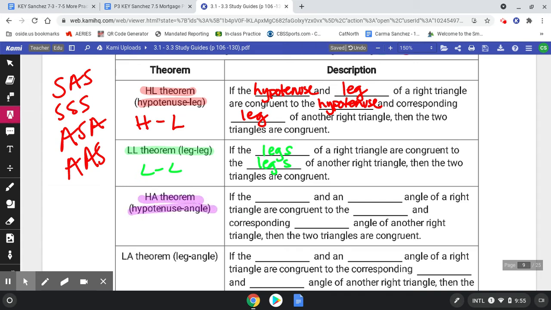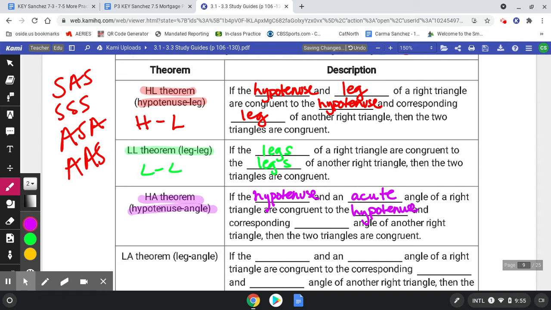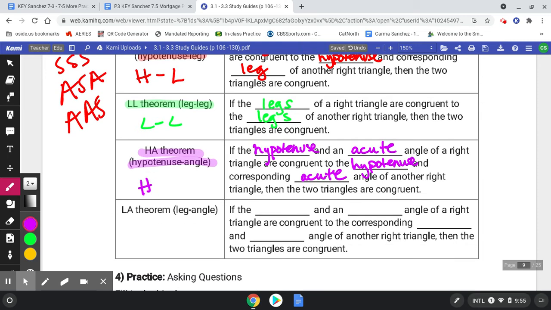So if the hypotenuse and an acute angle, so specifically it has to be an angle that's less than 90, are congruent to the hypotenuse and a corresponding acute angle of another triangle, then the two triangles are congruent. Again, one hypotenuse and one acute angle are enough. We need less for these shortcut ones.